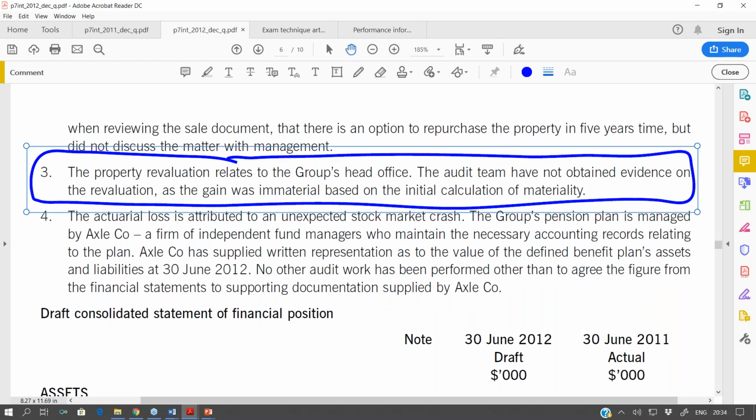See this finding number 3. Just read finding number 3. Tell me, is there a risk in finding 3? Is there evidence in finding 3? Are there both?